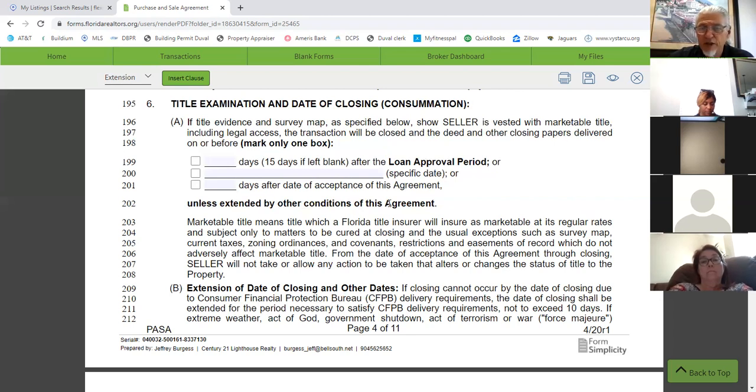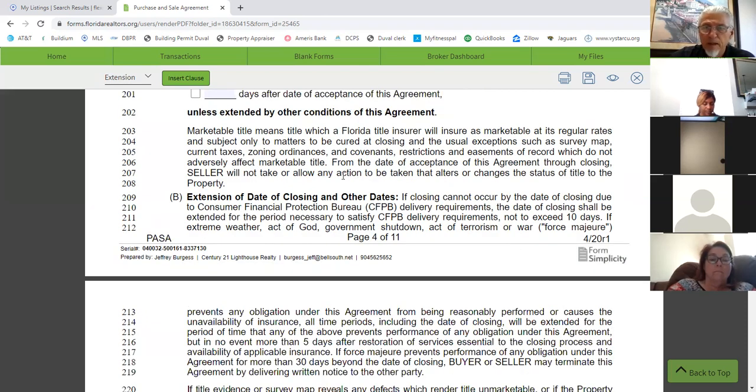Okay, unless extended by other conditions in this agreement, and that's where those 10 days and things come in. Marketable title means title with a Florida insurer will be marketable at its regular rates and subject only to matters that are cured at closing. Okay. Such usual exceptions such as survey map, current taxes, zoning ordinances, covenants, restrictions, easements of record, which do not adversely affect marketable title.